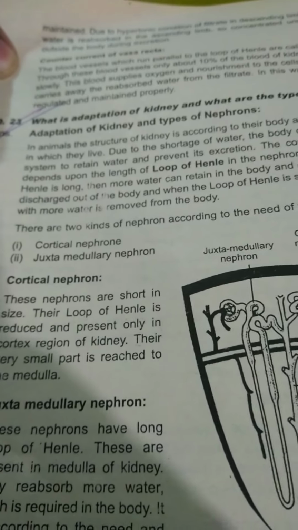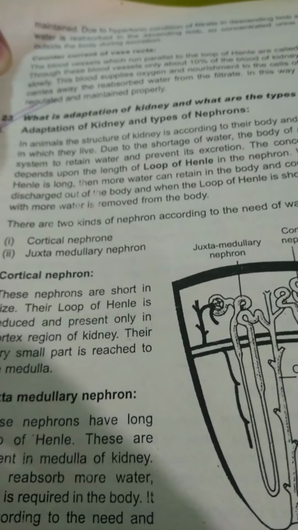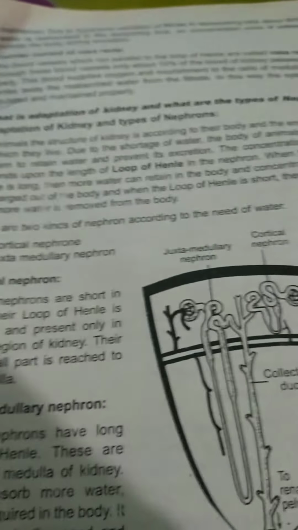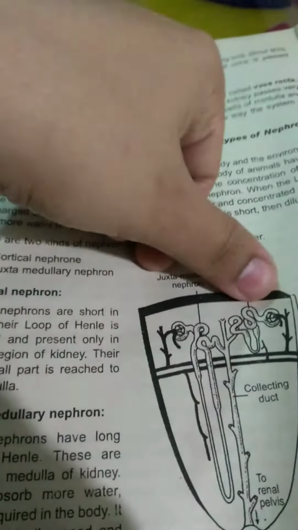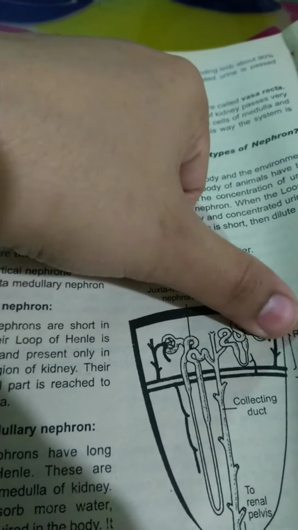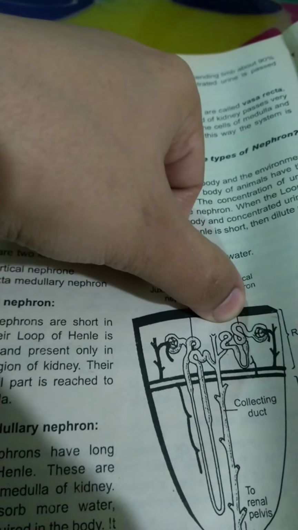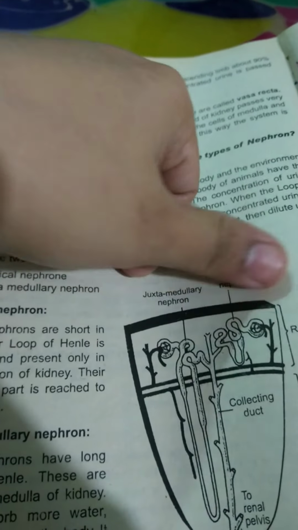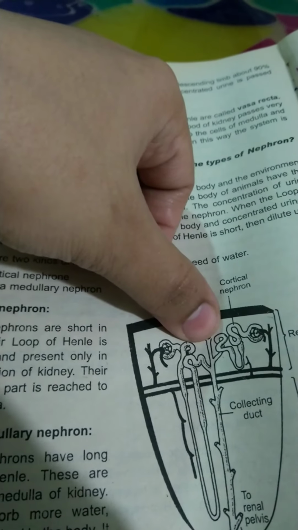Then the next topic comes: adaptation of kidney and types of nephrons. There are two types of nephron: cortical nephron and juxtamedullary nephron. Cortical nephrons are like this. They are found in the cortical region. All three of their parts, the Malpighian body, convoluted tubule, and proximal tubule, are in the cortex region. That's why they are called cortical nephrons.